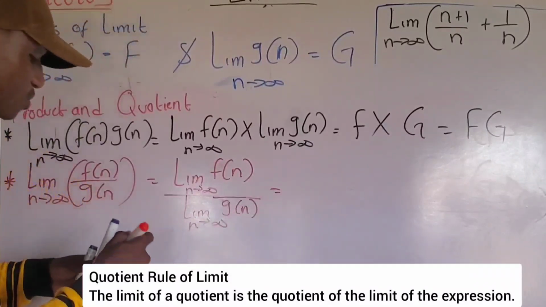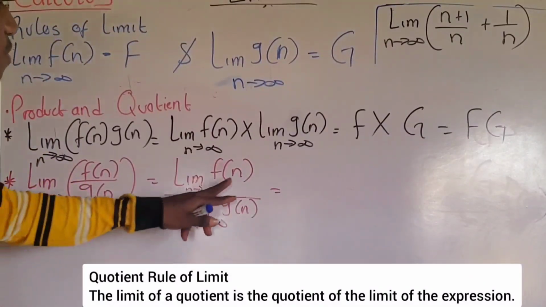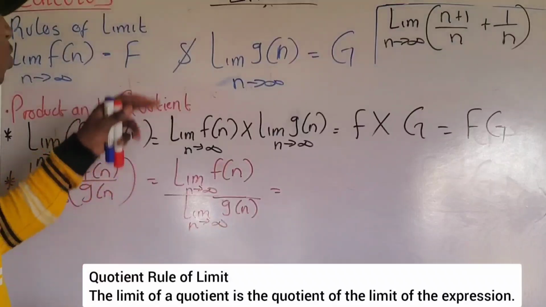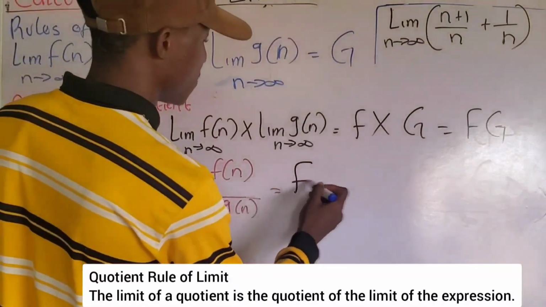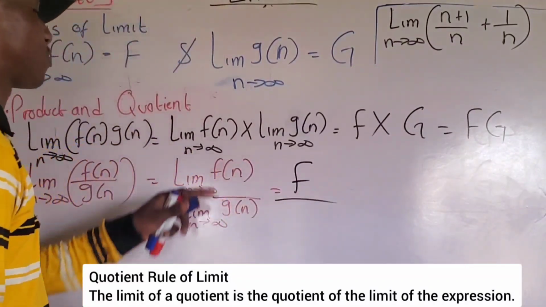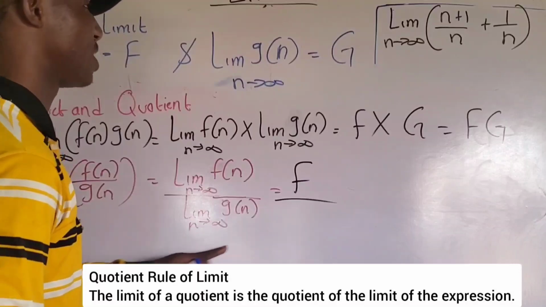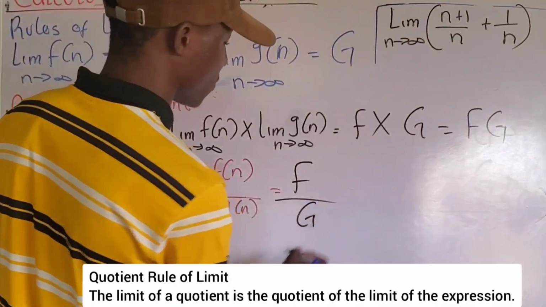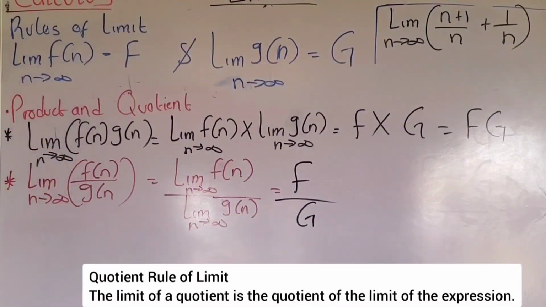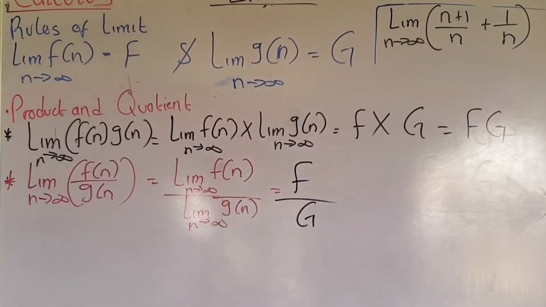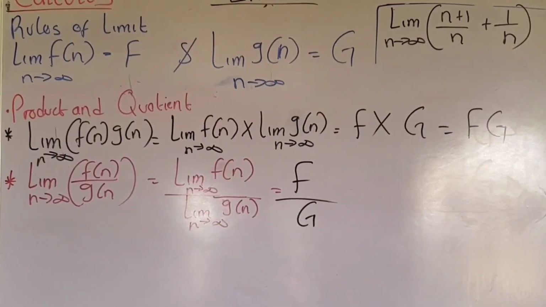You understand? Now, because we have already said let the limit of function f of n as n tends to infinity be equal to F, I'm going to have F all over the limit of function g of n as n tends to infinity, which is equal to G. That will be F over G. Okay? Now, you can see the differences. The first is the product rule of limits, and the second is the quotient rule of limits. You understand? Okay?